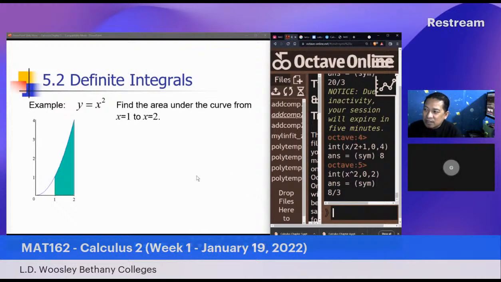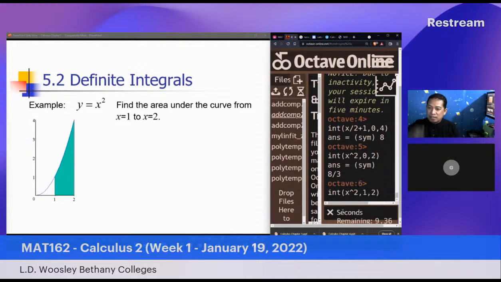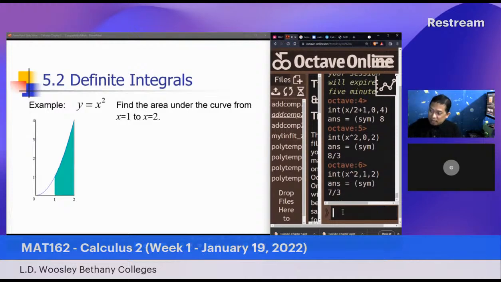Pero hindi, 1 to 2 pala. Ang tanong, mali tayo. Hindi ko kasi inano yung slide. Sige, compute mo ulit, 1 to 2. Hindi pala 0 to 2. 1 to 2 pala. Recompute ko rin dito. 7/3 po. 7/3. O ano, sige. Tingnan natin.